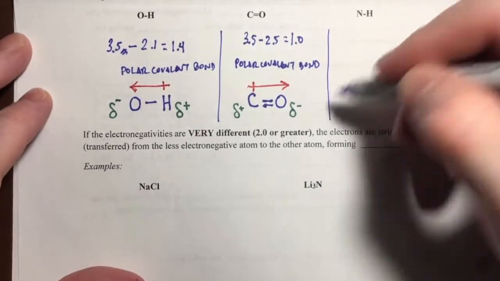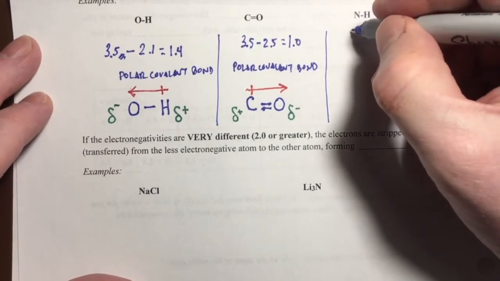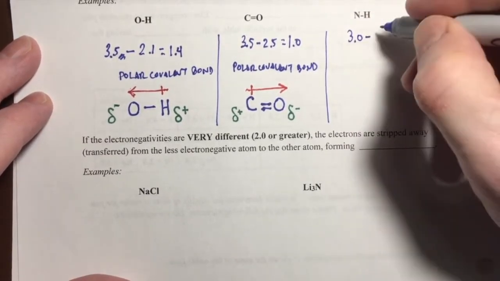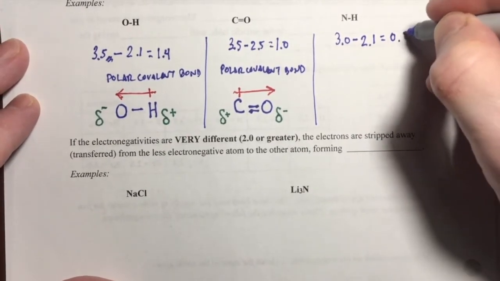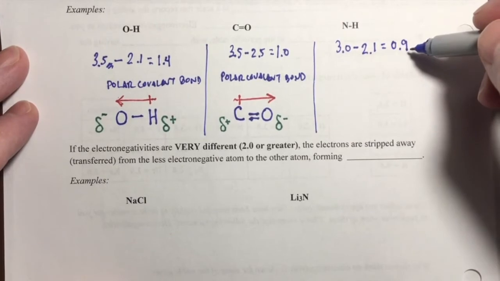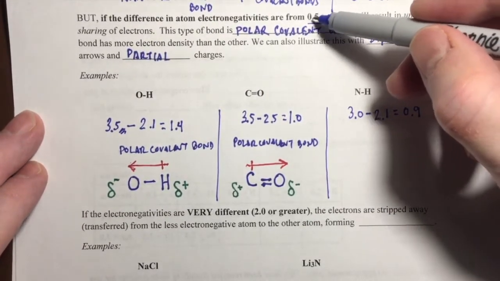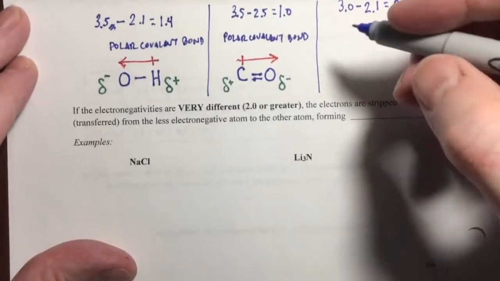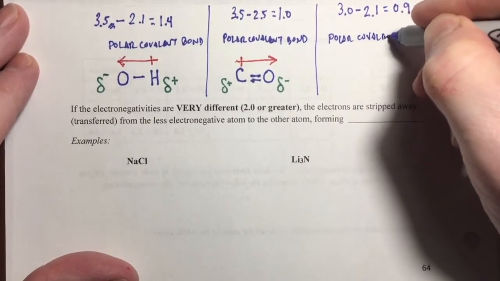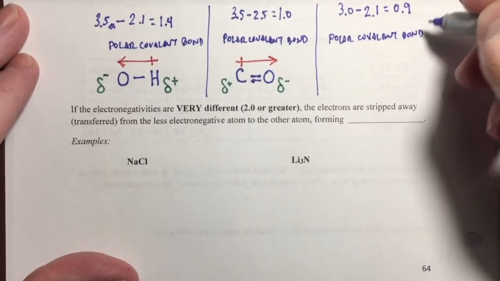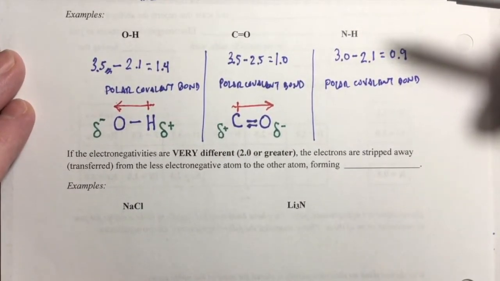Moving on, we have another example here. We've got nitrogen and hydrogen. Nitrogen has an electronegativity of 3.0. Hydrogen has an electronegativity of 2.1. And we can see that the difference is 0.9. So is this polar or non-polar? It falls in the range from 0.5, including 0.5, up to 1.9. So this is a polar covalent bond, which is to say that the electrons are not being shared equally in that bond.